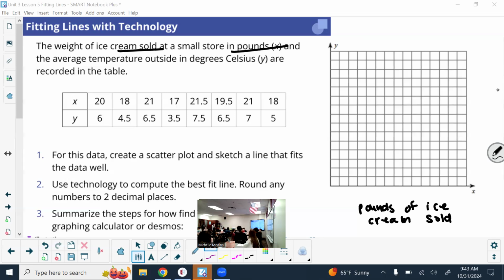What title needs to go on my y-axis? What are the y's in this situation? The temperature outside. And we do usually like to include our units. I'm a little bit out of the know, but it's in degrees Celsius.